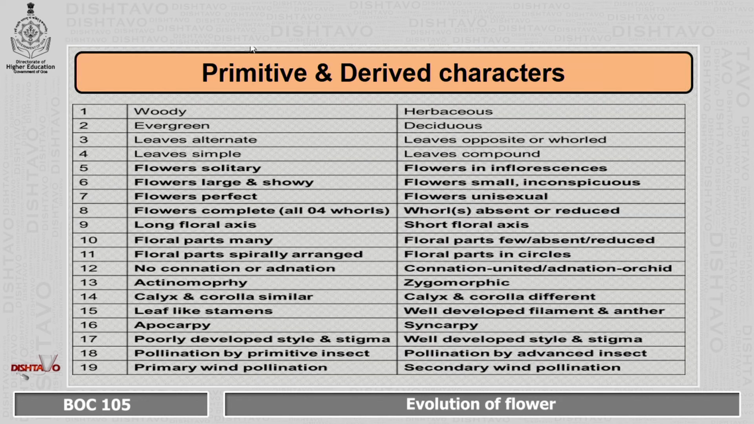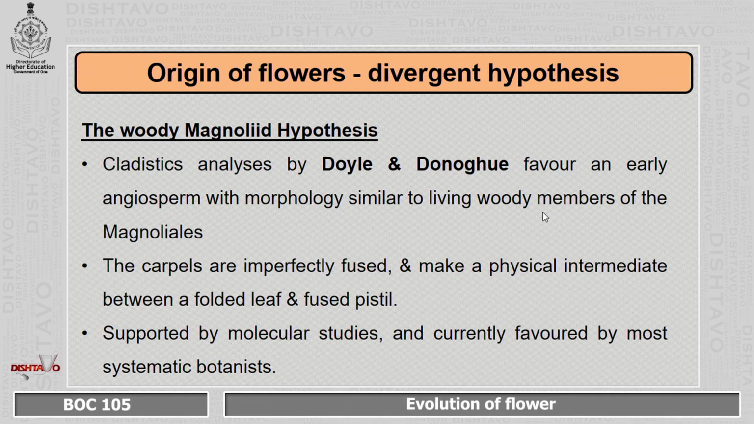Now, based on the taxonomical knowledge, we can say that a flower can be primitive or derived if it has the characters placed on the left hand side. Those are primitive characters, whereas the right hand side column lists the derived characters. Origin of flower holds a divergent hypothesis, meaning various different hypotheses have been proposed by various groups of taxonomists.